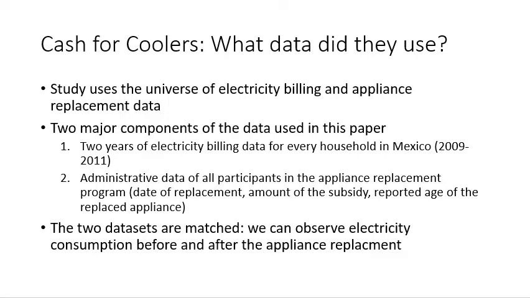Those are going to be used in the analysis. The date of replacement is sort of the treatment date. Amount of subsidy is a control variable, and the reported age of the replaced appliance should be a control variable as well. The two data sets are matched, and we can observe electricity consumption before and after the appliance replacement. And so we can, at the most basic level, look at how electricity consumption changes after an appliance is replaced with a more energy efficient appliance.